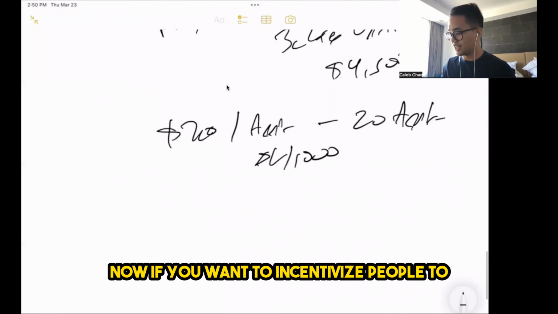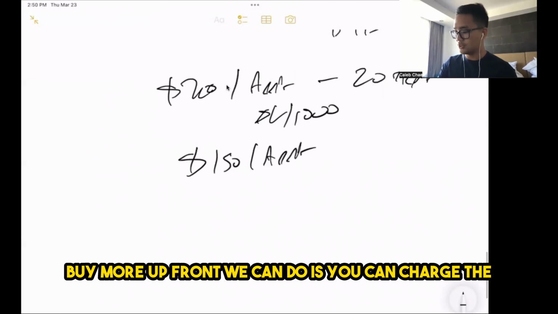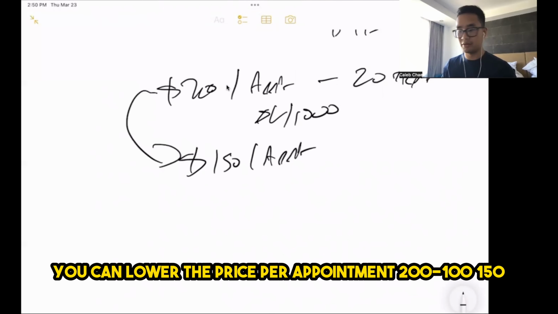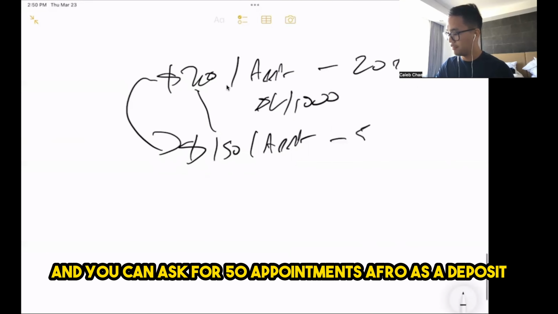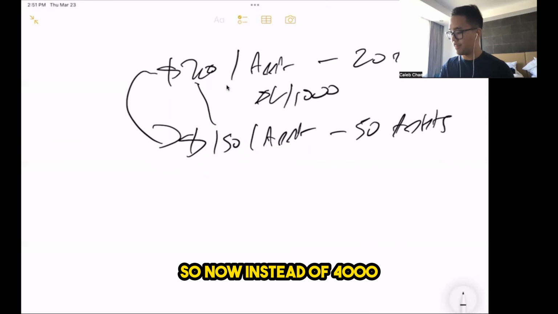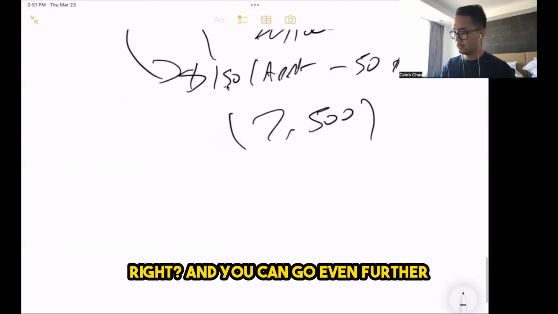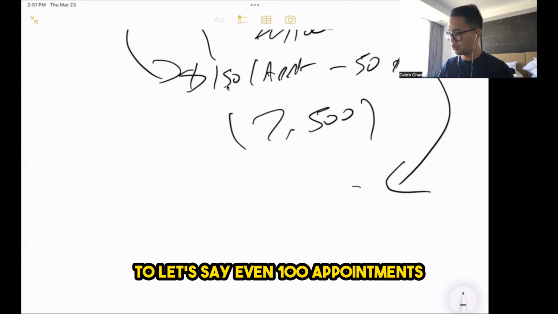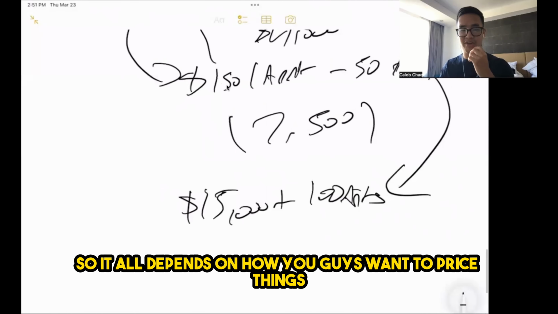Now, if you want to incentivize people to buy more upfront, what you can do is lower the price per appointment from 200 to 100 or 150, and ask for 50 appointments upfront as a deposit. So now, instead of 4,000, you're going to charge 7,500 upfront as a deposit, right? And you could go even further to, let's say, 100 appointments, and you can collect 15K plus, right? So it all depends on how you guys want to price things.